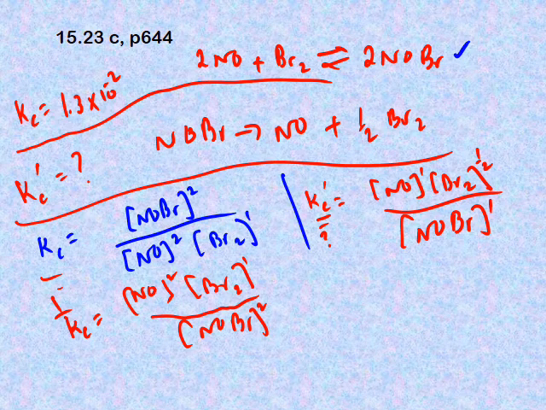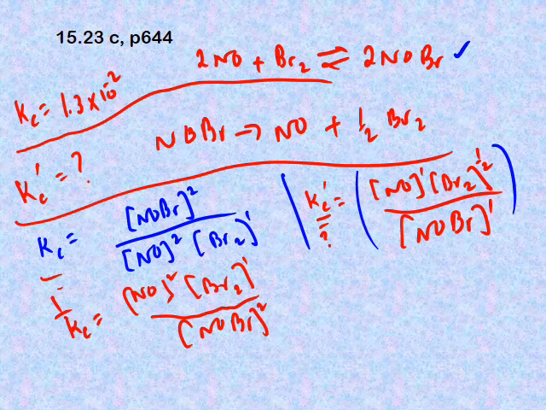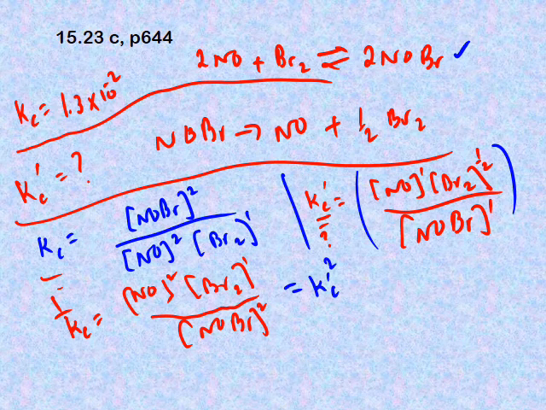Kc prime looks like that 1 over Kc is the square of Kc prime. And indeed, if you square this, let me show you with a different color of ink. If you square this whole thing, you get this. So let me write it down like this: Kc prime squared. Hopefully you understand that.